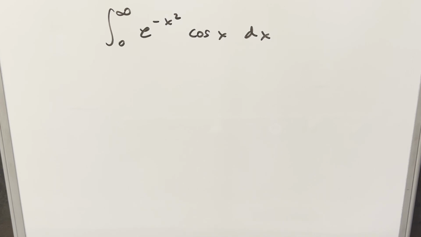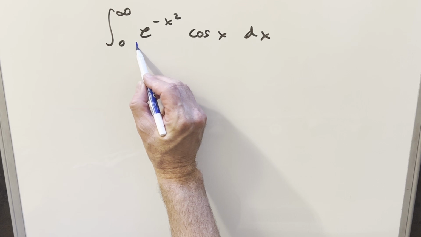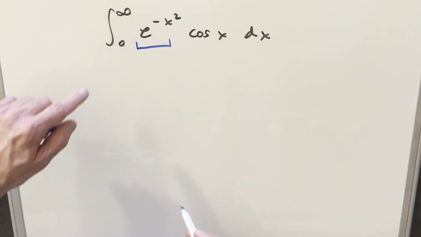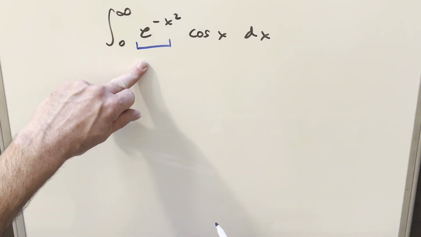Okay, we have a good one today. We've got the integral from 0 to infinity of e to the minus x squared cosine x dx. Now to get started with this, the first thing I notice is just e to the minus x squared. You may recognize this. This makes me think of the Gaussian integral.